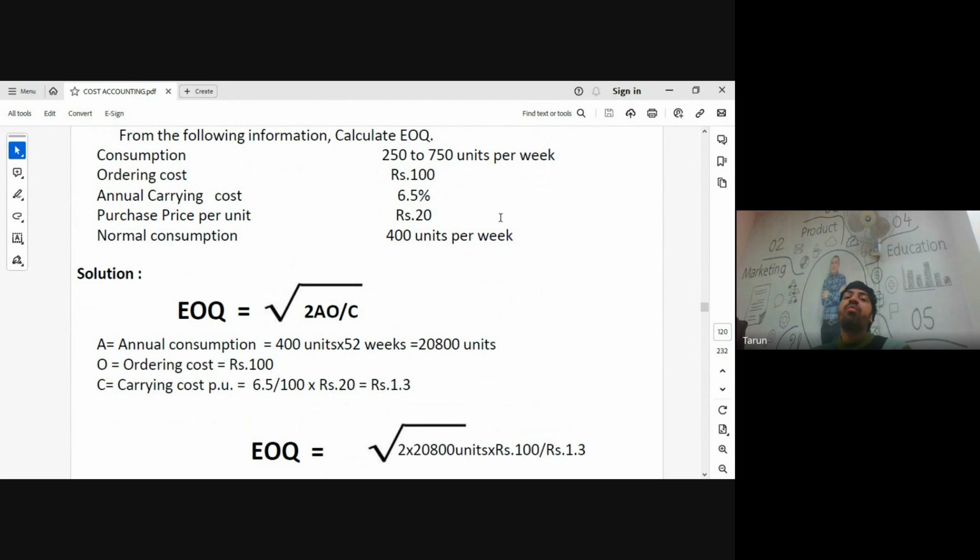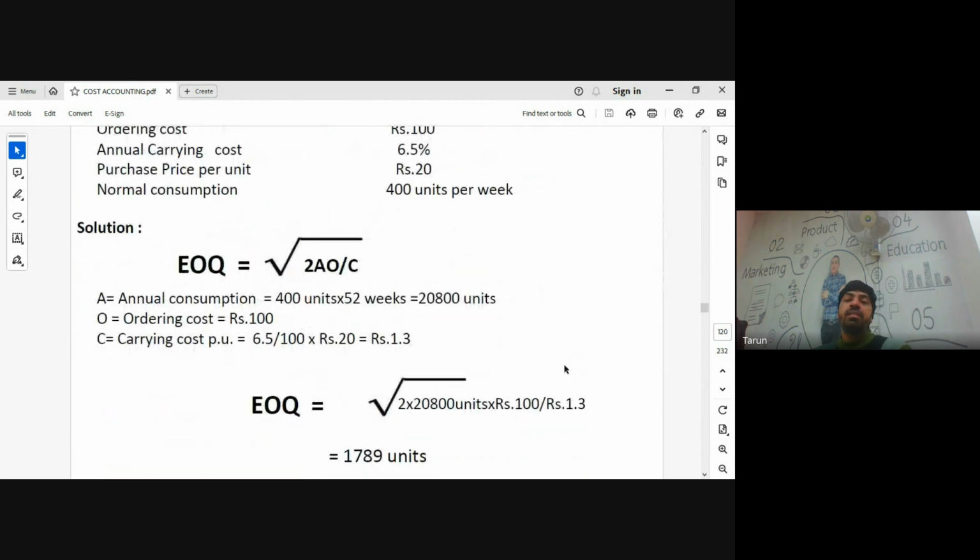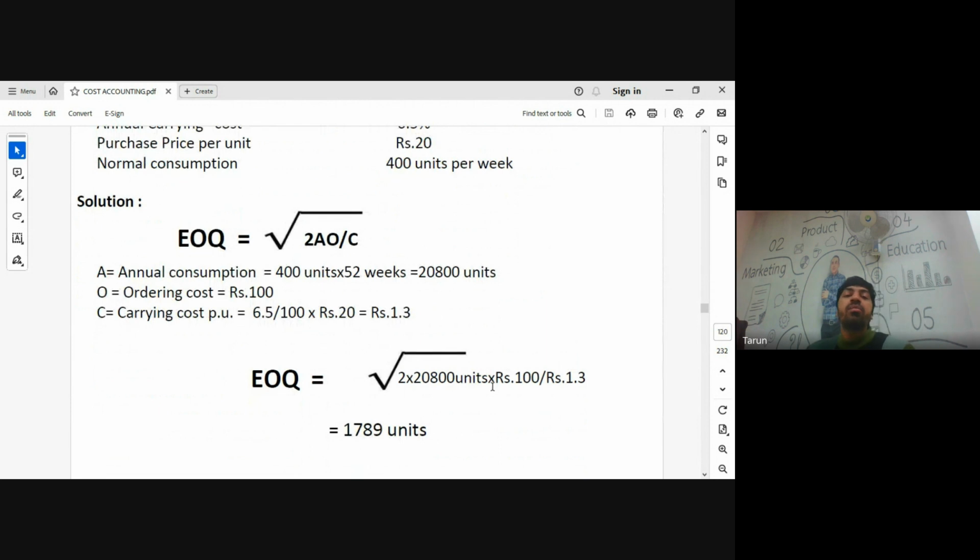That is rupees 1.3. All the calculation remains the same as in the previous or earlier questions. Once you get to know how to calculate, the same procedure is followed in this question as well, and accordingly you can estimate the economic order quantity. So this is the answer, economic order quantity 1789. When we talk about the weeks, there are 52 weeks in a year.